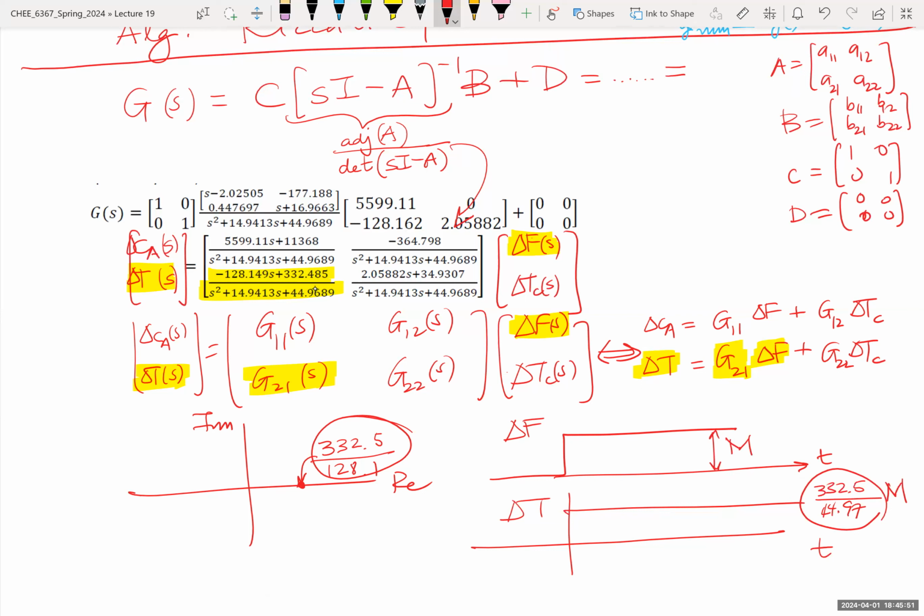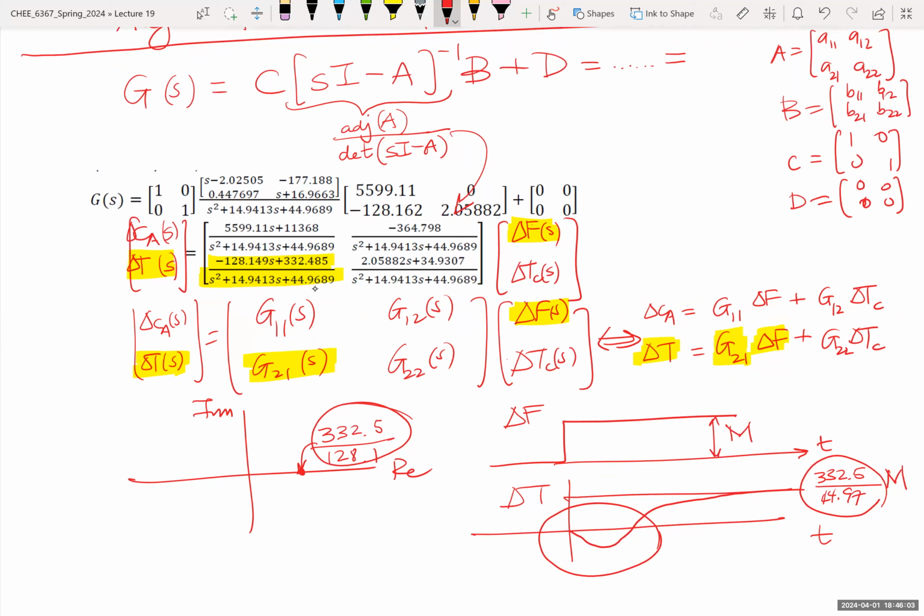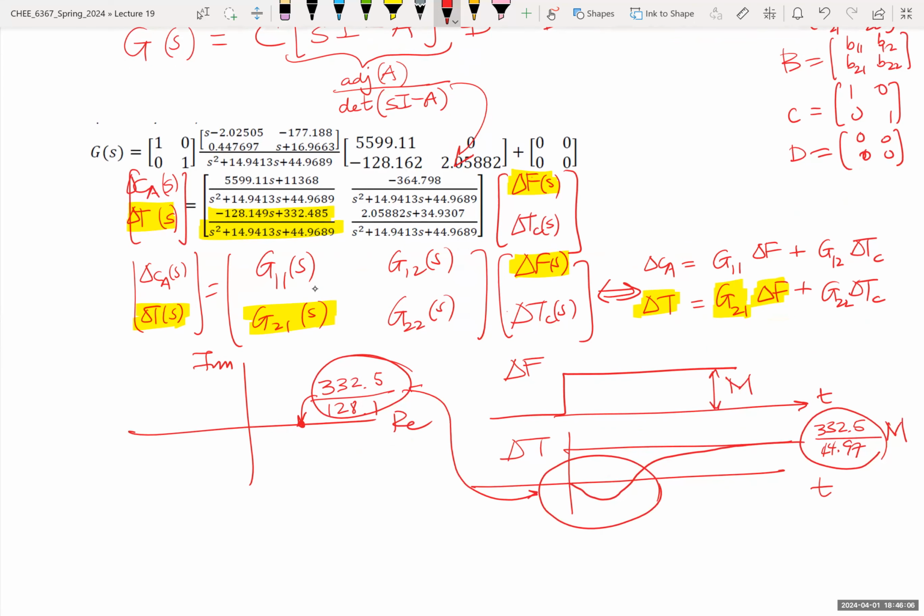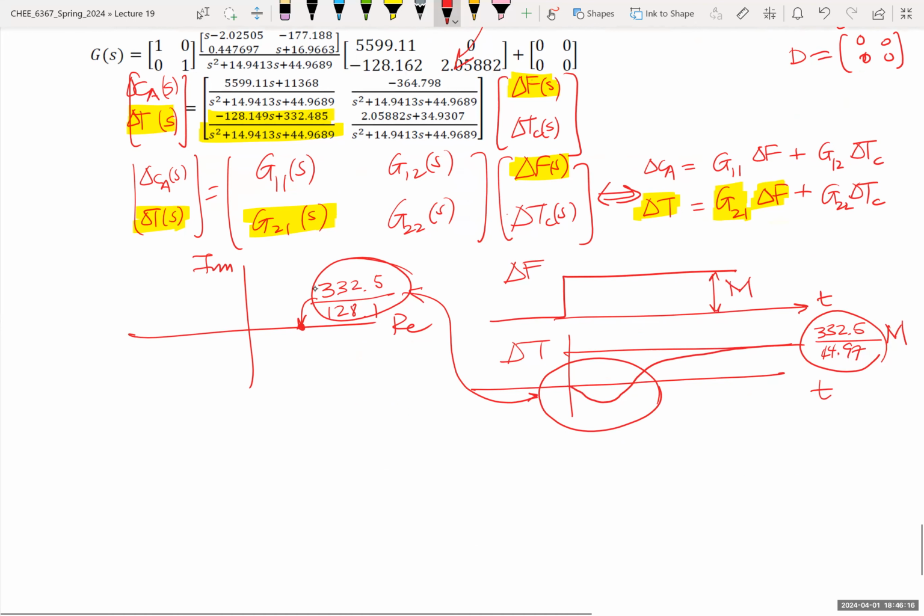But how is it going to go there? First it's going to go down and then it's going to go up like this. The inverse response part is due to the right half plane zero of this transfer function. Let's try to understand this physically. Here we have a reactor. This reactor has a feed and an outlet. There is an exothermic reaction taking place here: A plus other stuff gives product B plus other stuff.